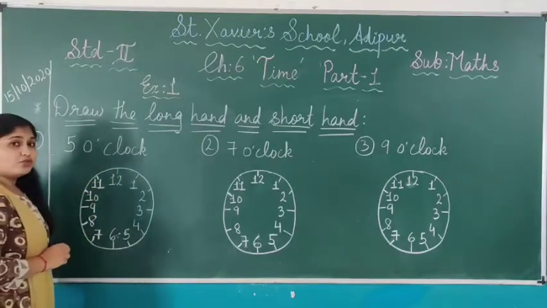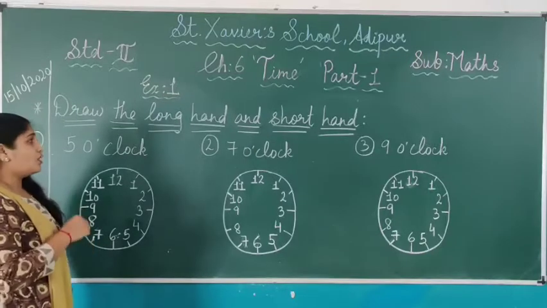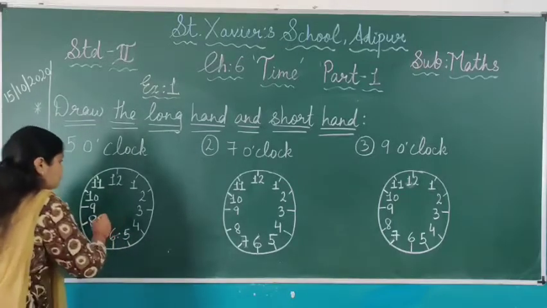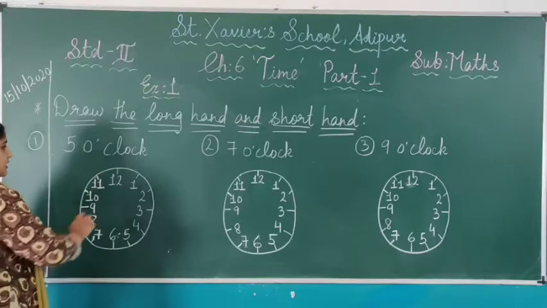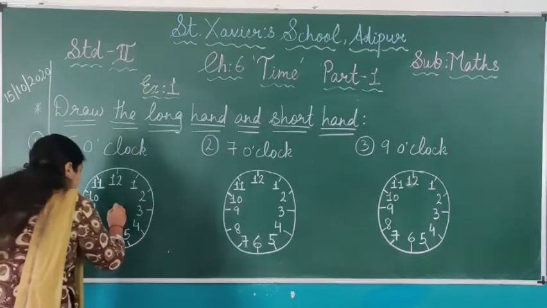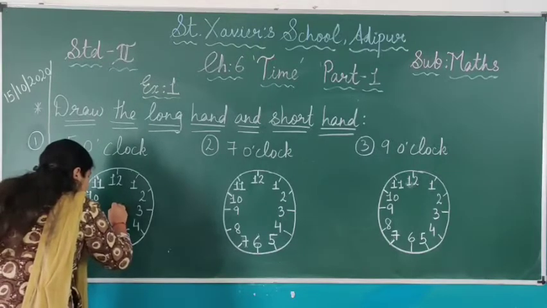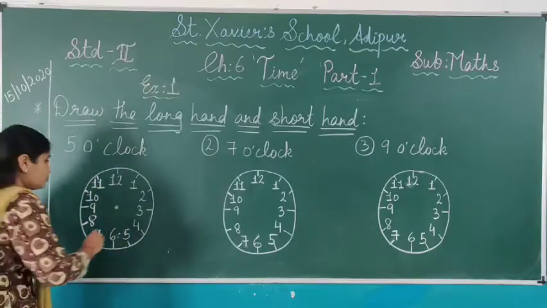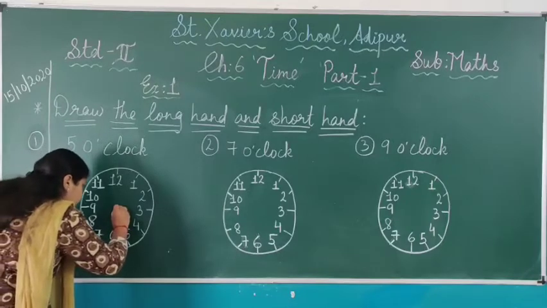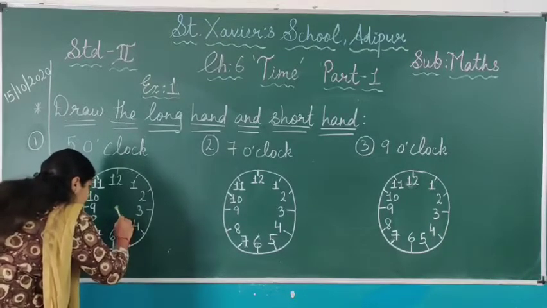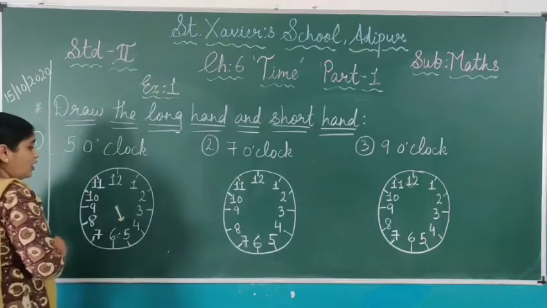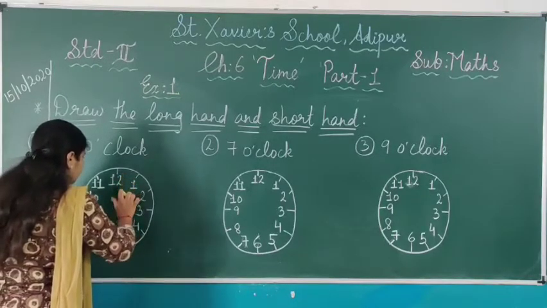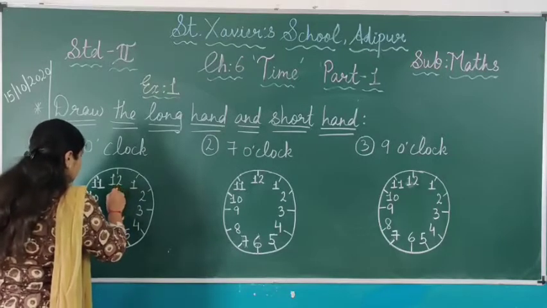सो वी हैव टू ड्रॉ द आवर हैंड एंड द मिनट हैंड, शॉर्ट हैंड एंड लॉन्ग हैंड, or else you can say long hand and short hand. So students, first of all, what you have to do, you have to draw the clock, right? And then you have to write down the numbers. Then on the center, you have to draw a dot. Then the time is 5 o'clock. So students, जो छोटा hand है, that is our hand. किसकी तरफ जाएगा? 5 की तरफ. एंड द लॉन्ग हैंड, जो मिनट हैंड है, वो किसकी तरफ जाएगा? 12 की तरफ, राइट.